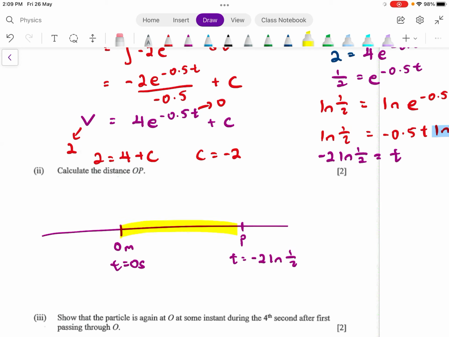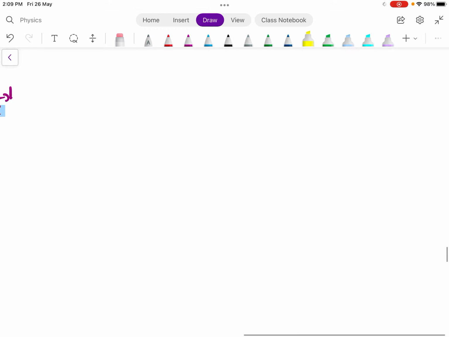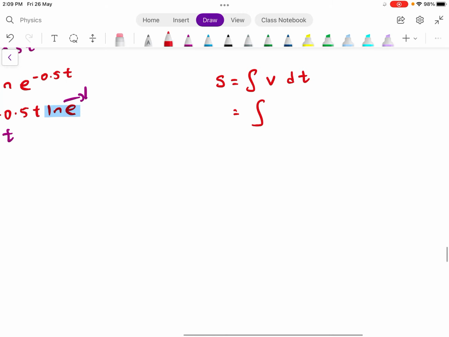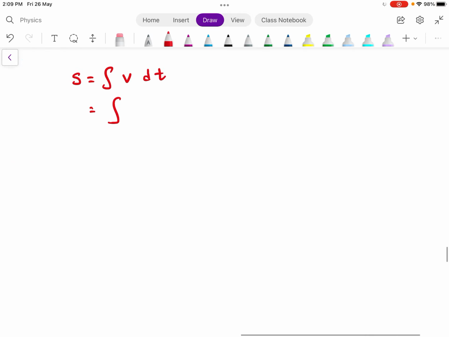This is where you need to get your displacement time equation by integrating again your velocity time equation. So let me just write here. How do I get the displacement? I simply just integrate one more time. So integrate V dt. So you integrate what is your V? So V is 4e^(negative 0.5t) minus 2 dt.